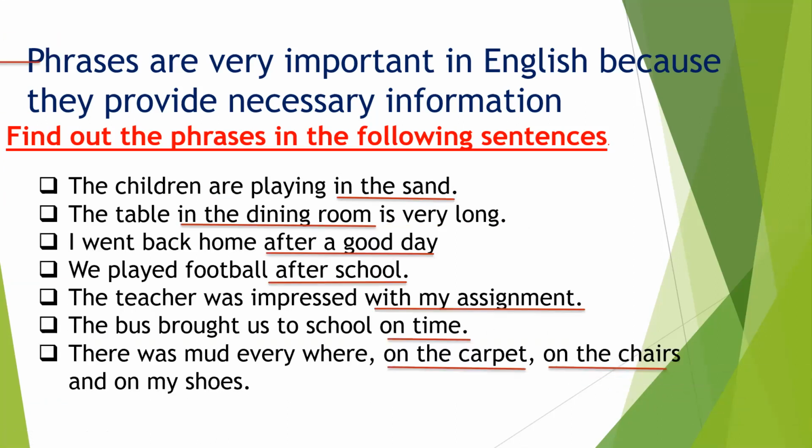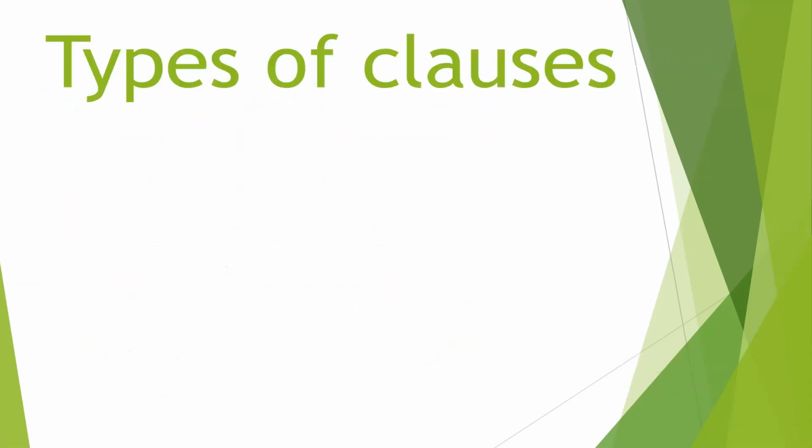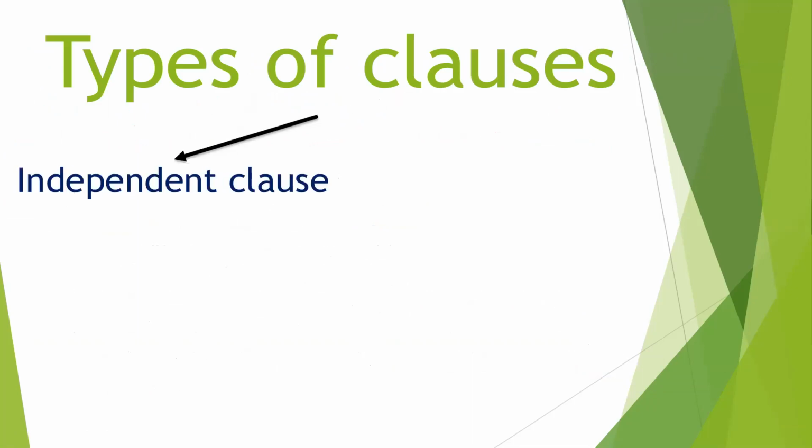So, types of clauses. What types of clauses do we have? We have two types. The first one is called independent. Independent clauses are very strong. They are independent. They don't depend on any other clauses, only themselves. They're very independent. They don't need anything else around them. Independent clauses are also called main clauses.